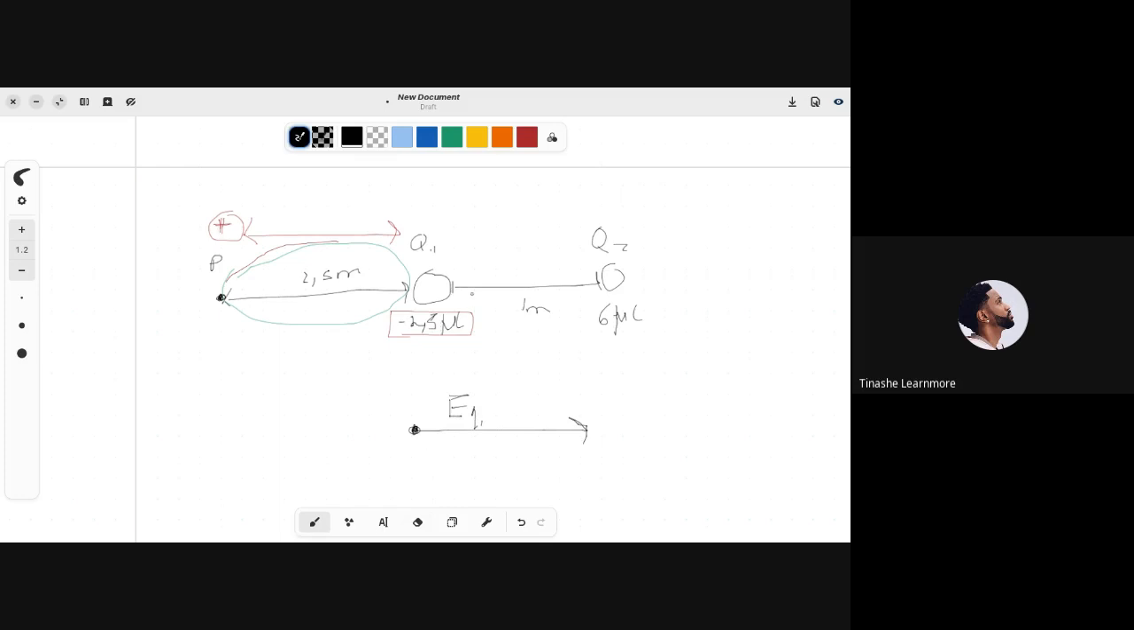And then when we look at the one between Q2 and not Q2 and Q3, but rather Q2 and P. Remember, we're doing a positive charge test, so we're taking P as a positive, and Q2 is given to be positive. So do we have attraction or repulsion there?